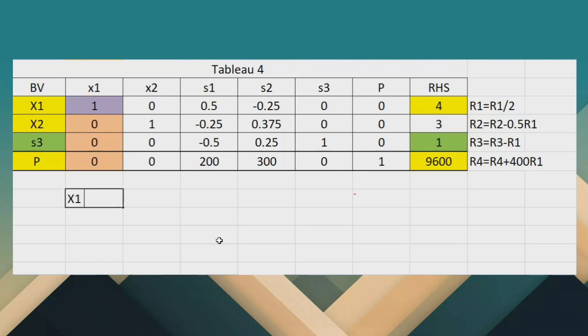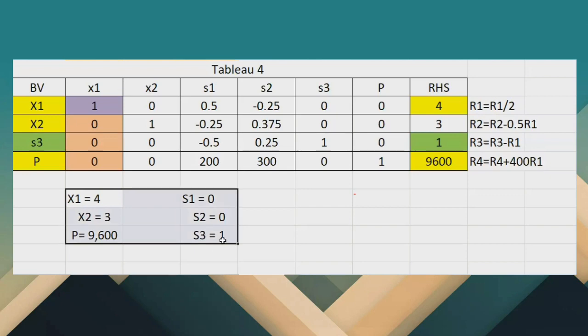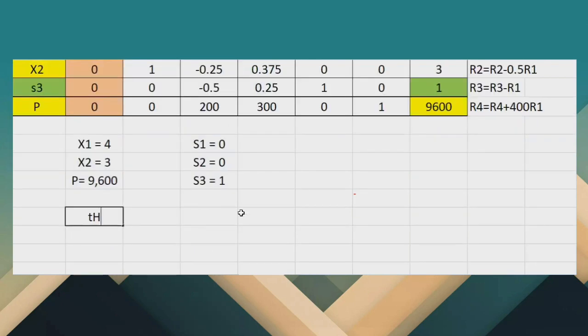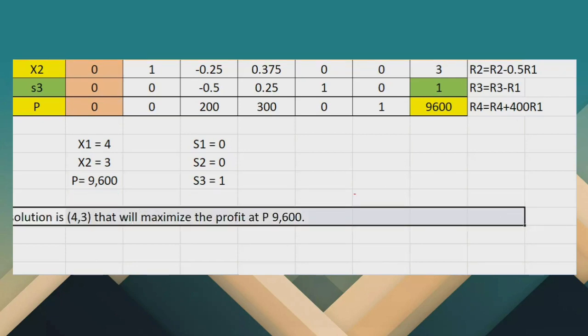So, the final answers are, X sub 1 is equal to 4, then X sub 2 is equal to 3, then profit is equal to 9,600 pesos. Then S sub 1 is equal to the one that we replaced, automatically 0. Then S sub 2, we replaced also. It became X sub 2. So it became 0 now. Then S sub 3, the one we highlighted green, is equal to 1. So to summarize, therefore, the optimal solution is 4, 3 that will maximize the profit at 9,600 pesos. Final answer.